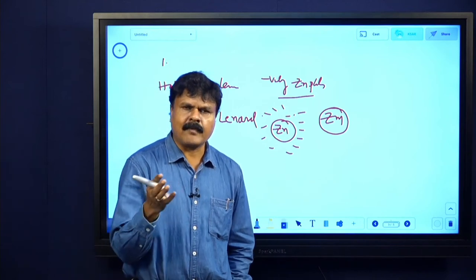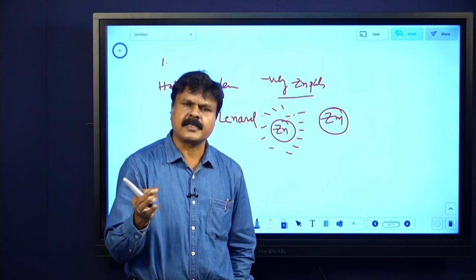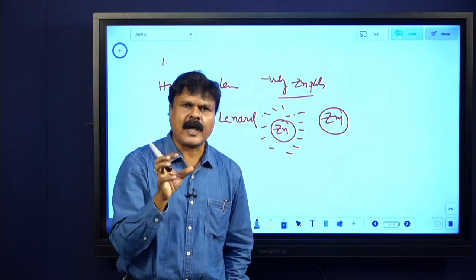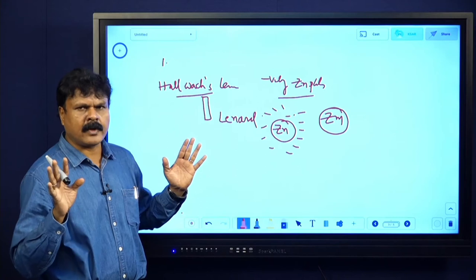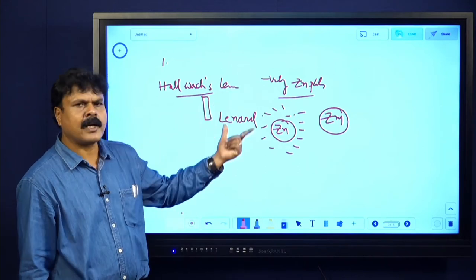Hallwachs's observations and Lenard's observations can be asked. For experimental facts, you need not mention Hallwachs or Lenard. You can just go through them.